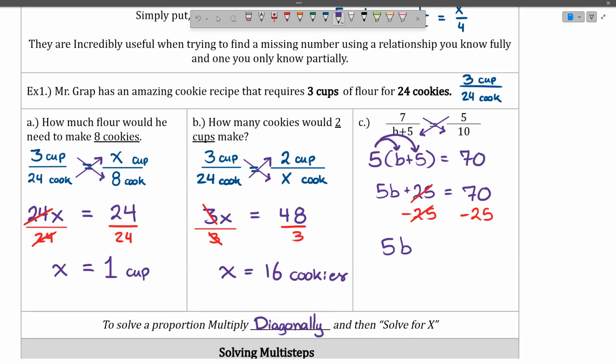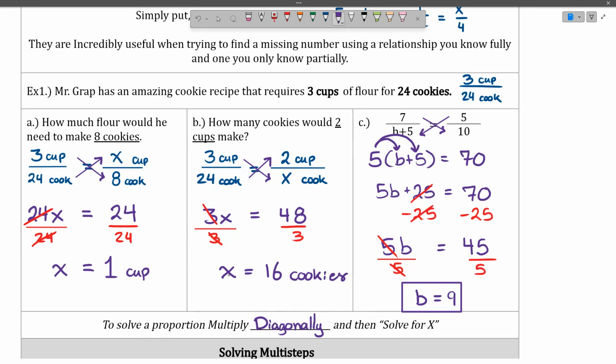Now I have 5 times b equals, let's see, that would be 70 minus 25. So 70 minus 20 would be 50. Take 5 more away, you'd have 45. Okay. And now I want to undo this 5. This is 5 times b. To undo it, we will divide. And just like that, we find out that b equals 9.